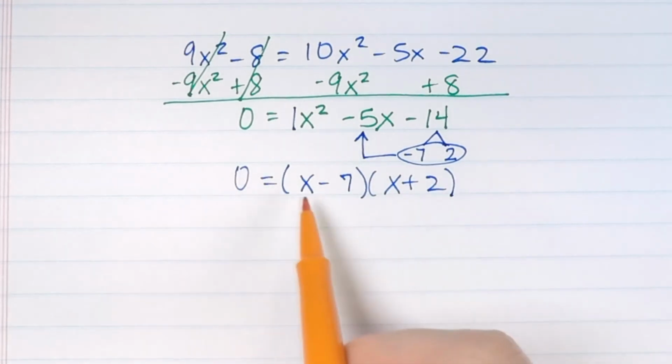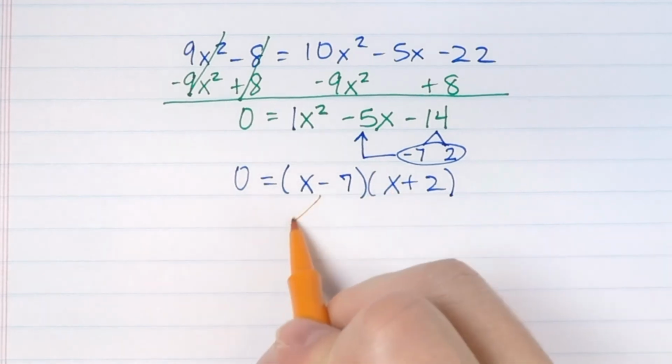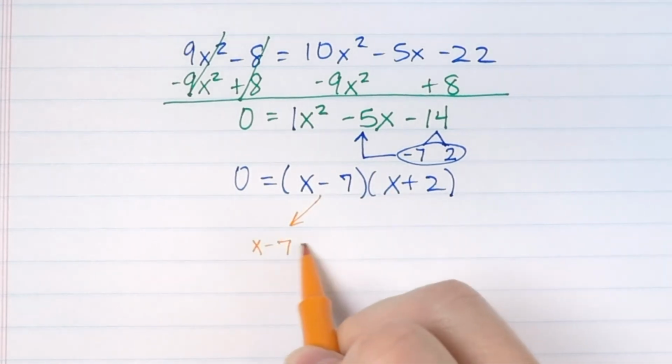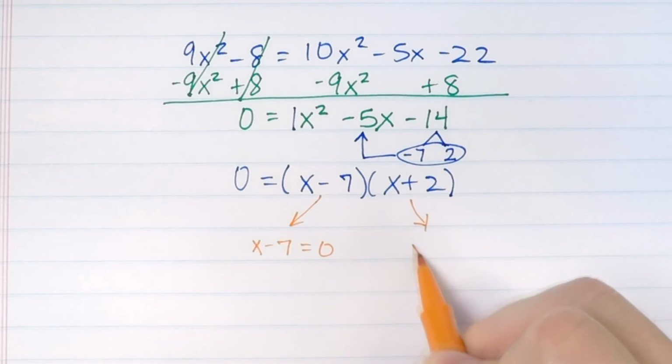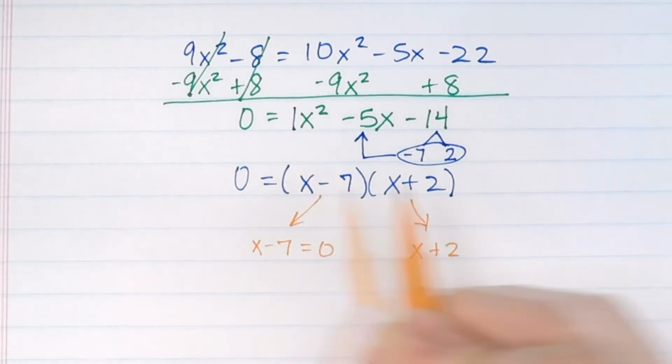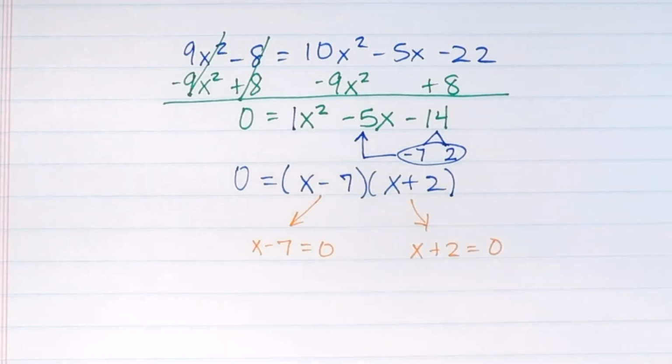And now that this is factored, I can take each of my factors, set them equal to 0. So that gives me the little baby equations. But remember, you can take that little shortcut. If one of my factors is x minus 7, that means positive 7 is going to be the answer. If one of my factors is x plus 2, that means negative 2 should be an answer. But if you need to see this worked out, let's go through it.